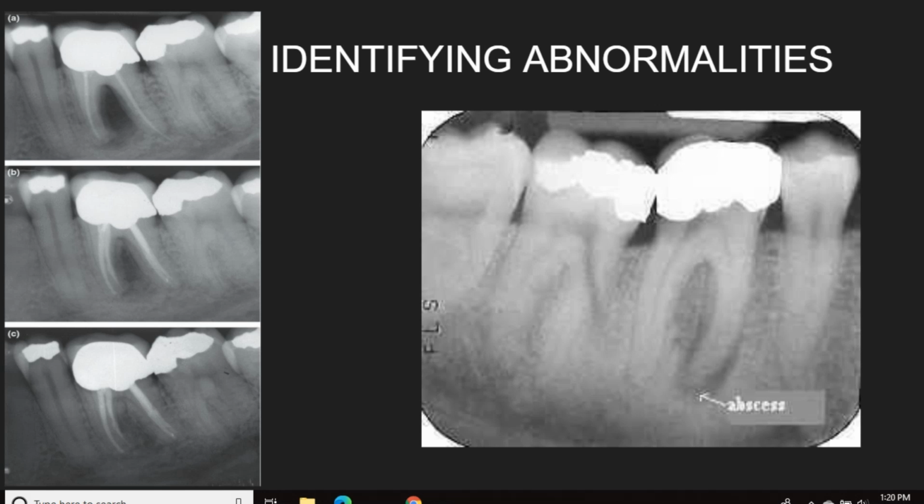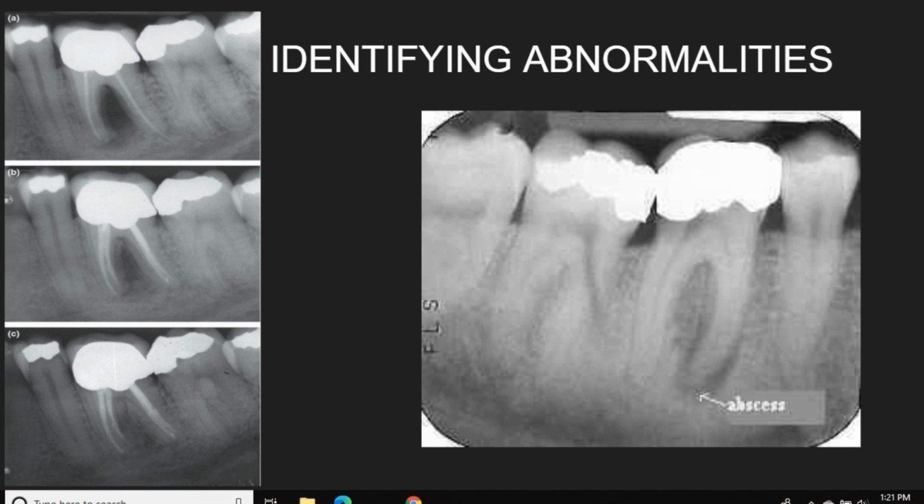Next, we have a periapical abscess. Your patient may arrive at the office with a tooth that is sensitive to the touch or sensitive to pressure, and they might talk about having an ache in the tooth. This is a pretty good indicator that we already know what's going to happen on that x-ray. We're going to find an abscess. And an abscess is a localized collection of pus in the periapical region of a tooth.